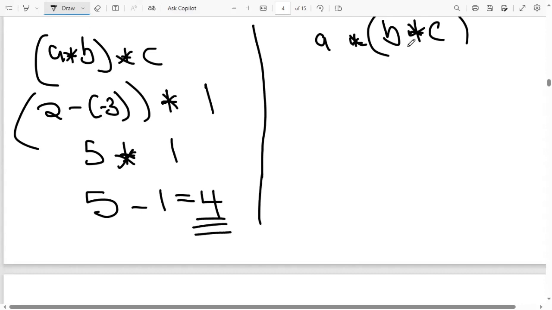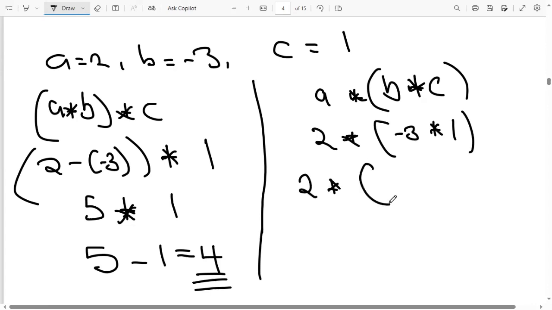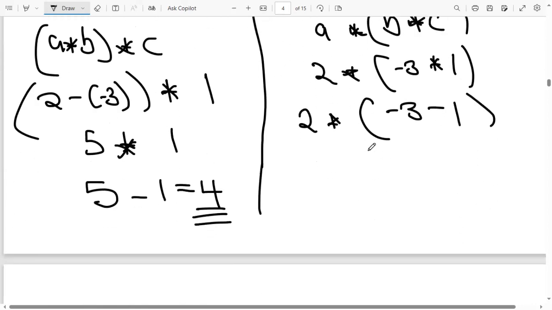What about if I have the B and the C in the brackets? What am I going to get? So we're going to put 2 star (-3 star 1). Okay, so you always start with what is in the bracket. So this is going to be 2 star, and we know the operation that we are applying. So the -3 is acting as our A here, and the 1 is acting as our B. So meaning this will just be -3 minus 1. Okay, so we see that this will actually give us 2 star -4.